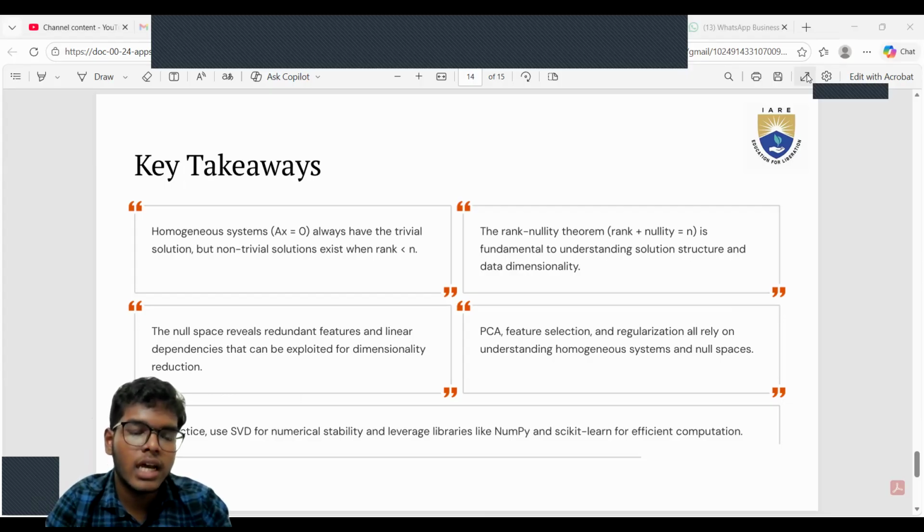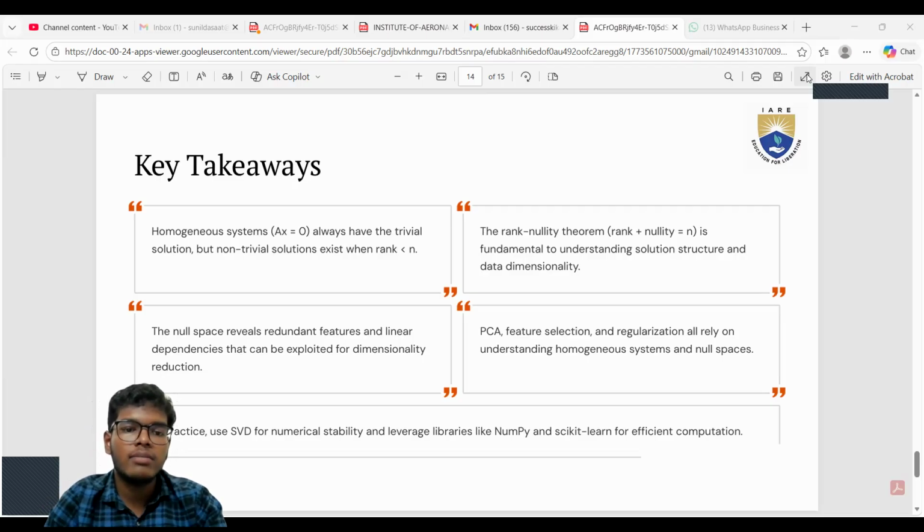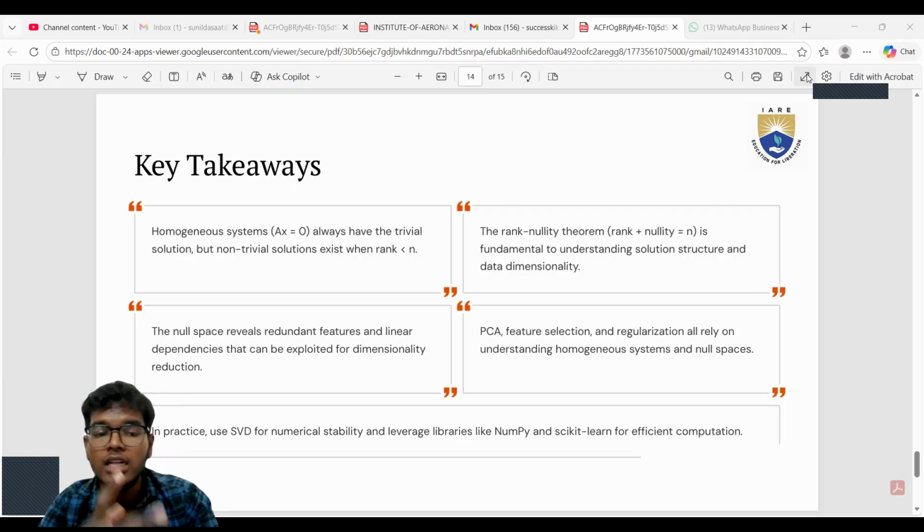These are the key takeaways. Homogeneous systems, Ax equal to 0, always have a trivial solution, but non-trivial solutions exist when rank is less than n. The rank-nullity theorem, rank plus nullity equal to n, is fundamental to understanding solution structure and data dimensionality. The null space reveals redundant features and linear dependencies that can be exploited for dimensionality reduction. PCA, feature selection, and regularization all rely on understanding homogeneous systems and null spaces.